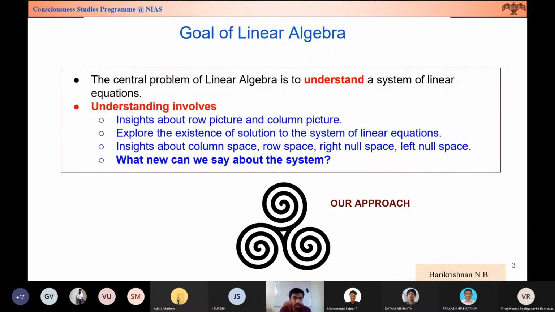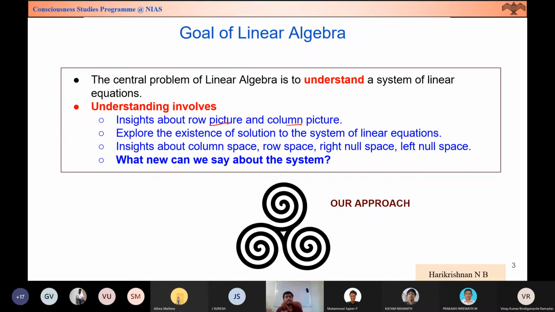Here I will be talking about the row picture, the column picture, then the existence of a solution, what it means to have a solution. What do we mean by Ax equal to b? What is the geometrical meaning of Ax equal to b? We can also look into the column space, row space, right null space, left null space, and finally, what new can we say about the linear system?